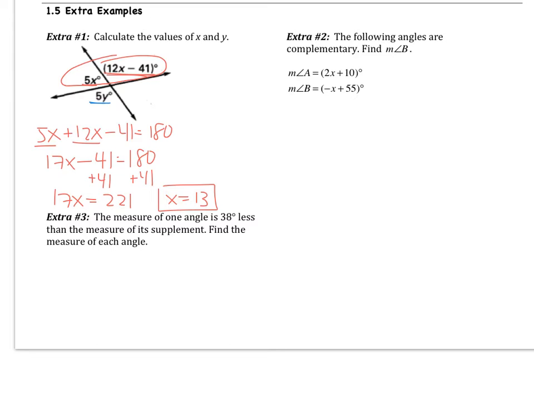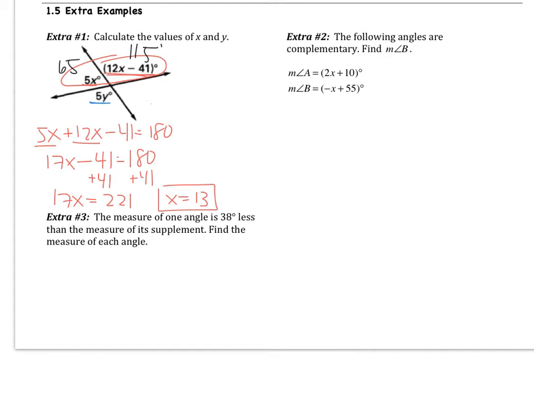Okay, so now let's substitute that in. 5 times 13 is going to give me an angle of 65. 12 times 13 minus 41 is going to give me an angle of 115. Now, to check, that's good. I have two angles that add to 180. So 65 and 115 add to be 180. But I still need to find y.